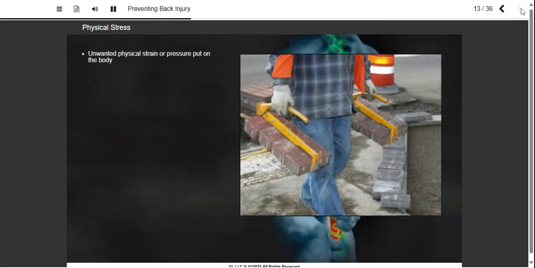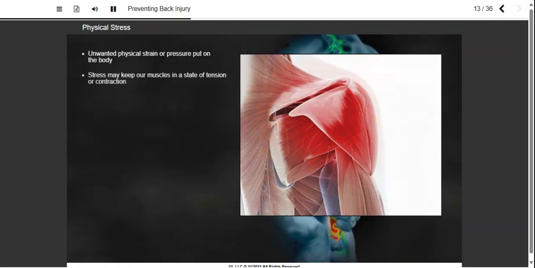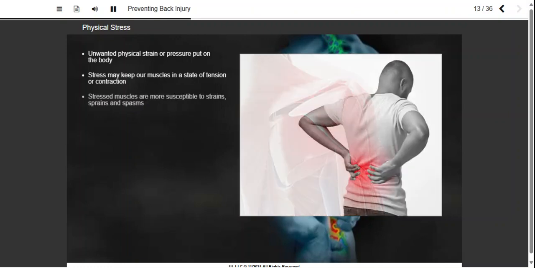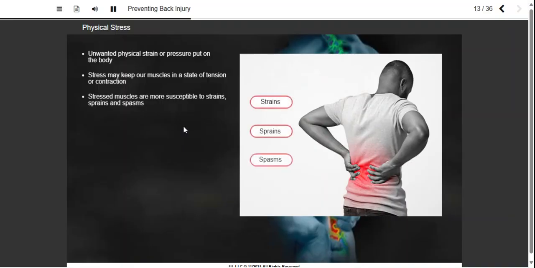Physical stress is defined as unwanted physical strain or pressure on the body. Stress may keep our muscles in a state of tension or contraction. Chronically tensed or contracted muscles stop circulation of the blood and oxygen, resulting in pain and atrophy in the muscle. When our back muscles are in a state of stress, they are more susceptible to strains, sprains, or spasms.